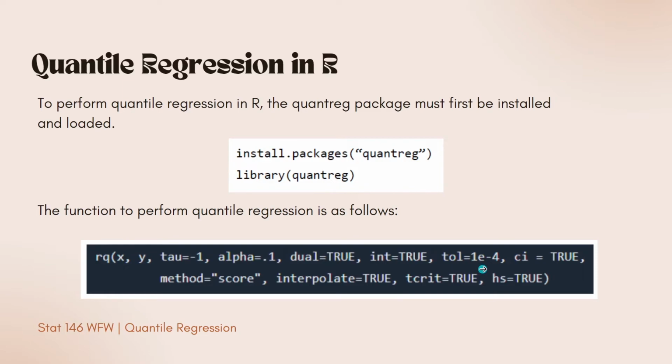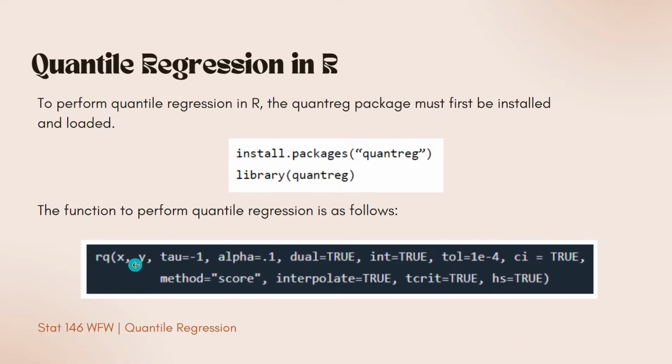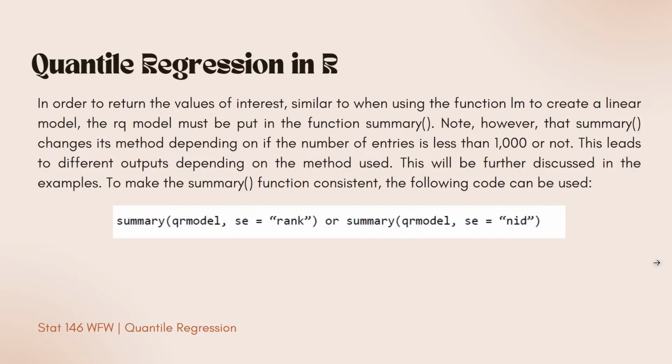So a complete description of the arguments is provided in the course notes. Pero yung mga pinaka-important are yung x, which is your explanatory variables, y, which is your response variable, and then tau, which is yung quantile at which ini-interpret, and then alpha, which is yung level of significance. In order to return the values of interest, similar to when using the function lm to create a linear model, the rq model must be put in the function summary.